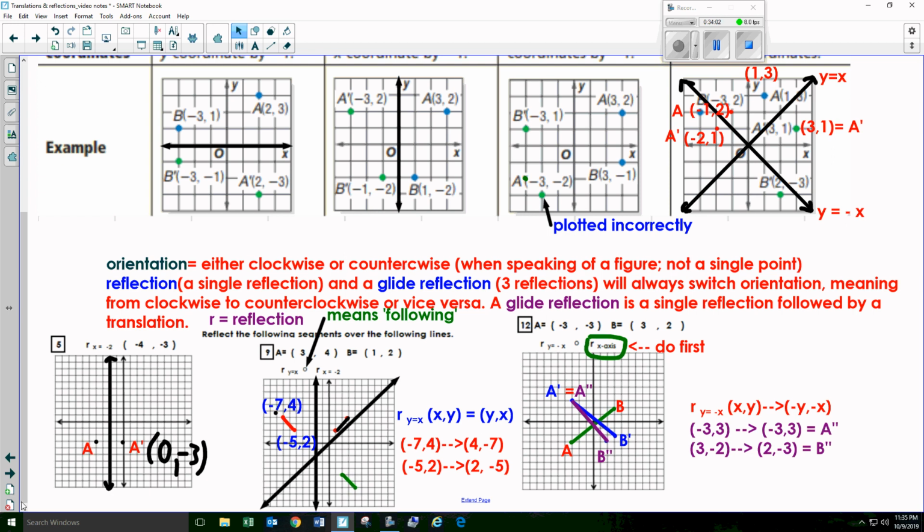All right, and that is it for this lesson. So now you can go ahead and work on your assignment. Like I said, next class we'll do rotations and ordinations.